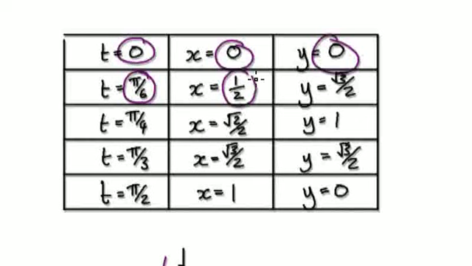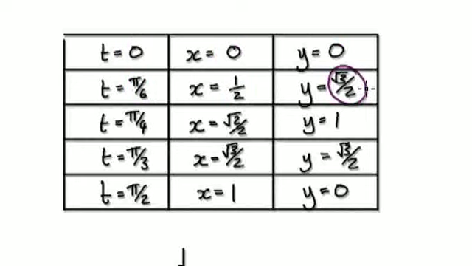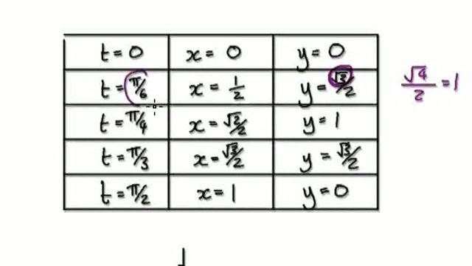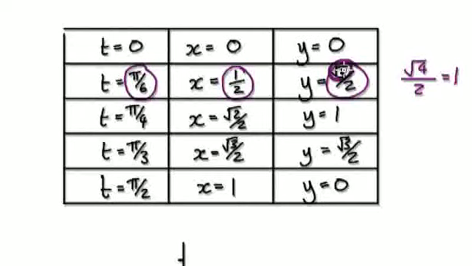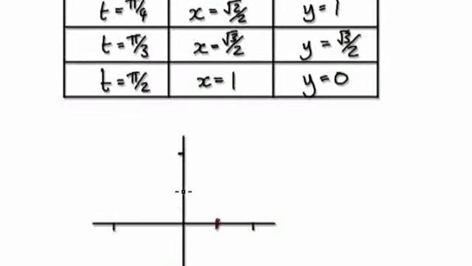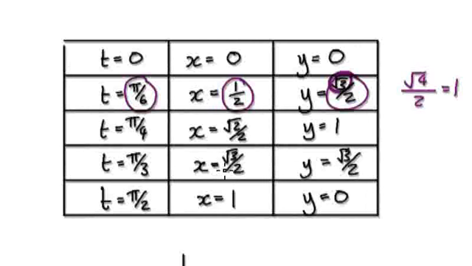So that would be x being a half, y being root 3/2. Well, root 4/2, that's 1. So this is going to be slightly less than 1. So let's just guess. So when time equals pi over 6, x is a half. Y will be slightly more than a half. So somewhere around here.